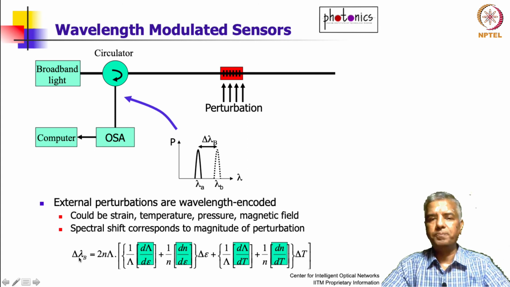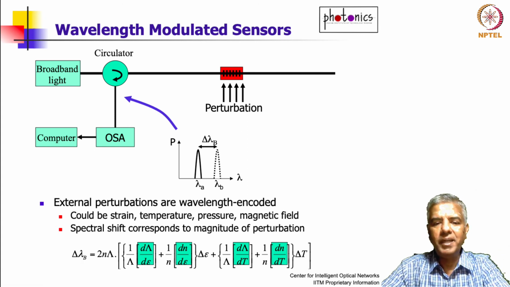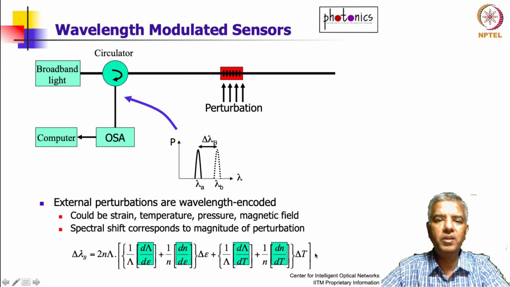So whenever you see a change in Bragg wavelength, you don't know whether it's because of a change in strain or a change in temperature. You need to be a little careful about that, and these are issues that we will talk about at a later point. But the key takeaway is that this is a wavelength modulated sensor, because now we are looking at changes in wavelength to understand the strength of the perturbation.